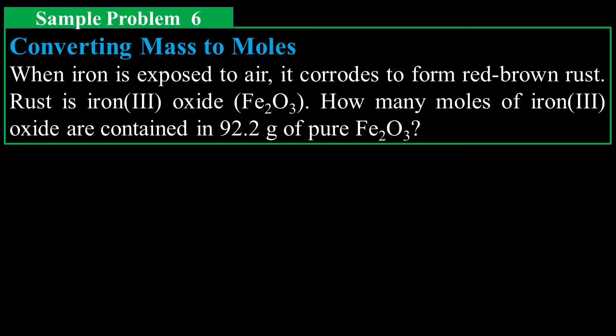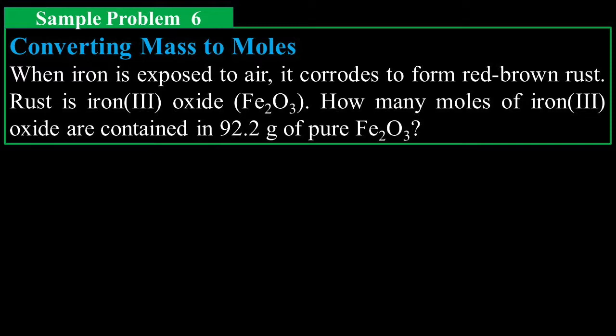It says when iron is exposed to air, it corrodes to form red-brown rust. Rust is iron(III) oxide, Fe2O3. How many moles of iron(III) oxide are contained in 992.2 grams of pure Fe2O3?